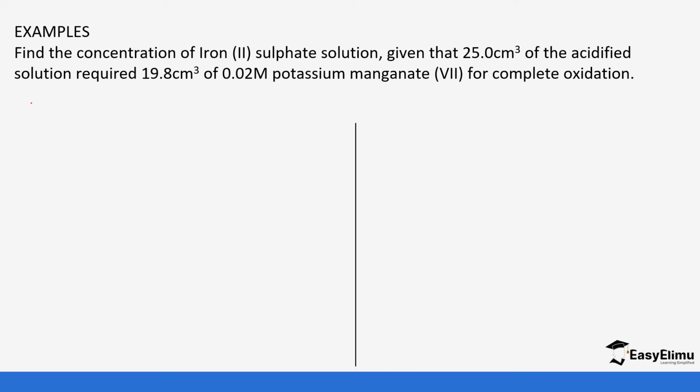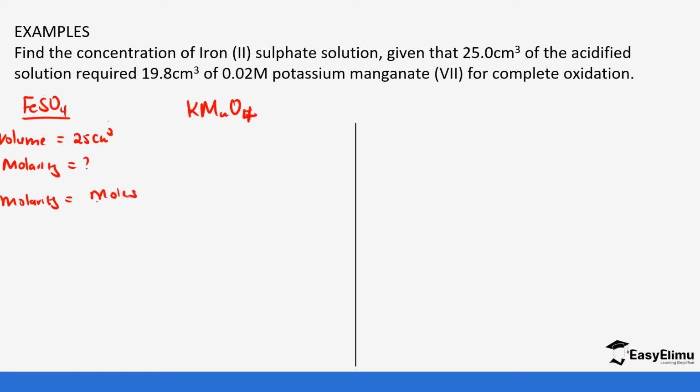So we write first of all what we are given. We have iron 2 sulfate and we have the potassium permanganate 7. So for the iron 2 sulfate, we have been given the volume, which is 25 centimeters cubed, and we have been told to calculate the molarity. So we know that molarity is equals to the number of moles of a solution over volume, and this volume is in liters.